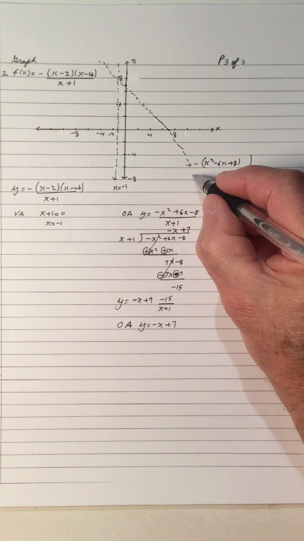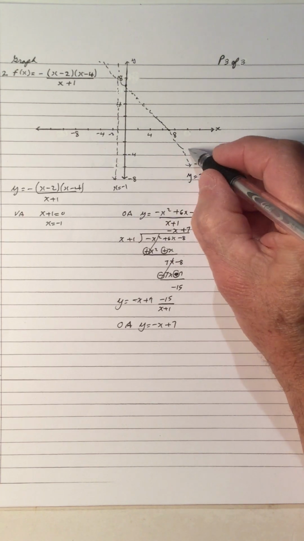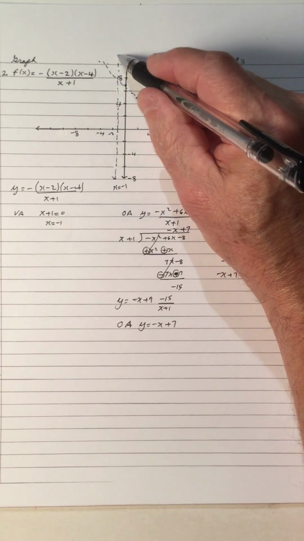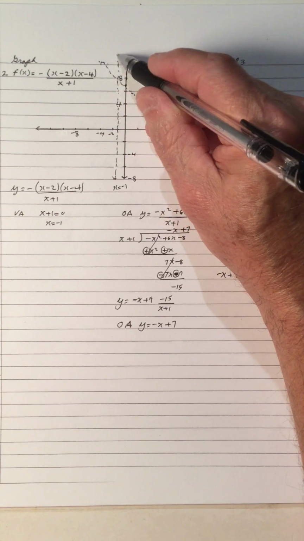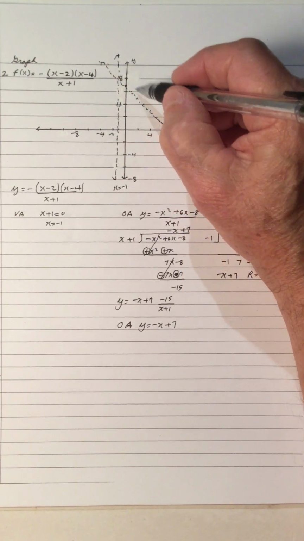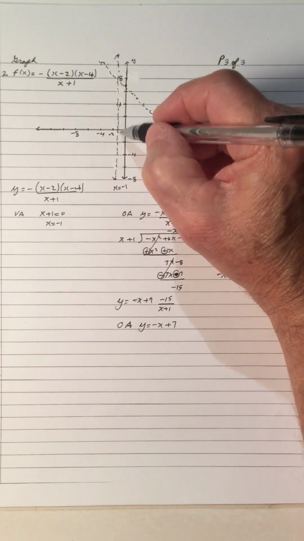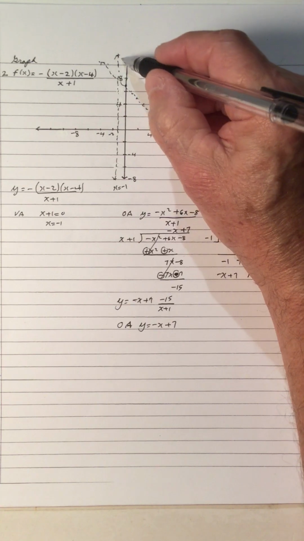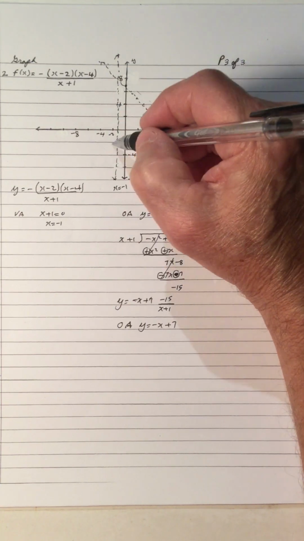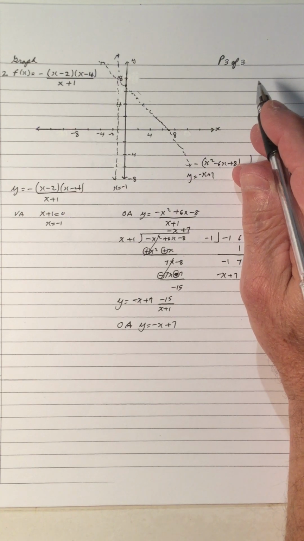So that's the line y equals negative x plus 7. That's the oblique asymptote. So your graph has the vertical asymptote and the oblique asymptote. So your graph is either in here, like this, or it's in here, like this. So let's find out where that is.